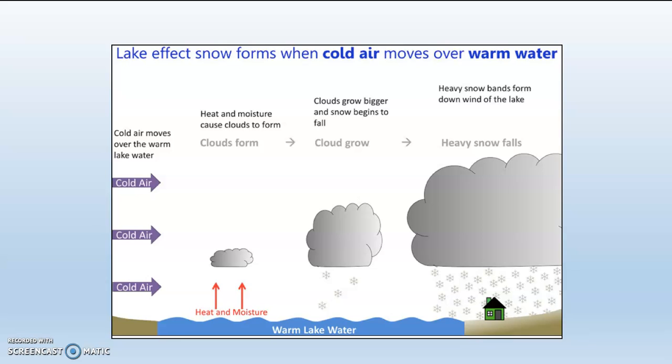If you look on the left-hand side, you can see cold air is coming along and hitting a much warmer body of water. The water evaporates into the air, starts making clouds. Because the air is cold, the air saturates quickly, the clouds grow, snow begins to fall. And then when it hits the land, because the land is so cold, large amounts of snow begin to fall.